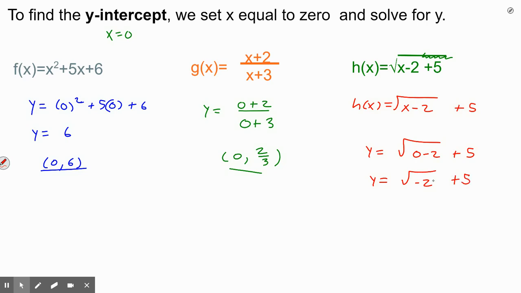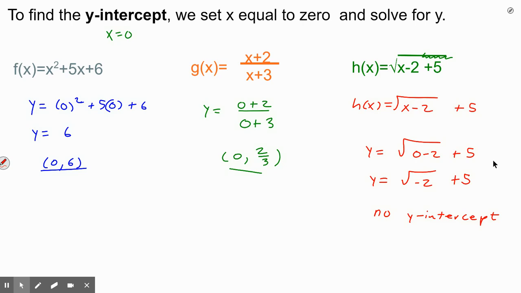Now, if you remember dealing with square roots before, we have square root of a negative. That's going to involve the imaginary plane. So this is not defined in the reals. So when we get an example like this, where I have a square root of a negative number, we are going to say no y-intercepts. And this is no y-intercepts in the real plane. If we want to get into the complex numbers, we could, but this has no y-intercept.